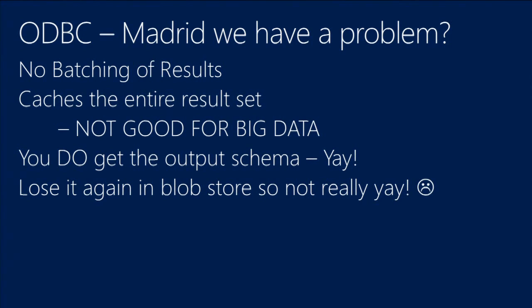On the upside, we do get the output schema. So when it comes through, we get our column names and we get some metadata about the data types. For right then, we get it in Excel, we get it in whatever tool we're loading it into. As soon as we're done, we lose that again once the data goes back into Azure Blob Store. Okay? So there are definitely some challenges around ODBC.